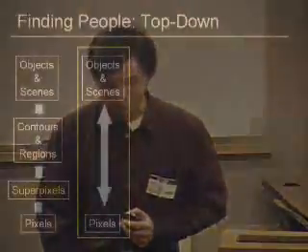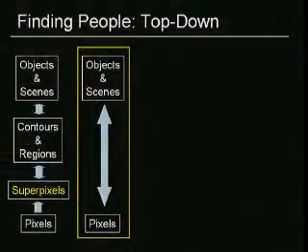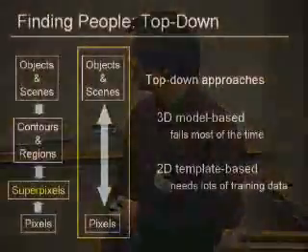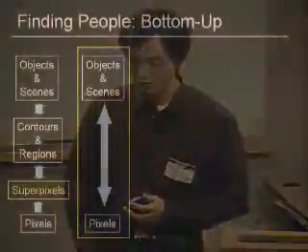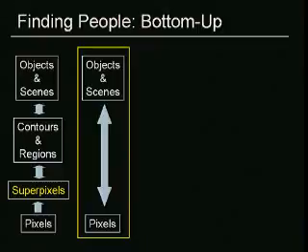And so normally what do people do? People do top-down approaches. So what they have is the pixel level, and then they have the object level, which is the human body model. And they just combine them together. And there are two possibilities. You could do a 3D model-based detection or tracking. But unfortunately, it has a large degree of freedom and fails most of the time. Now, you could do 2D template-based matching, and it requires a lot of training data.